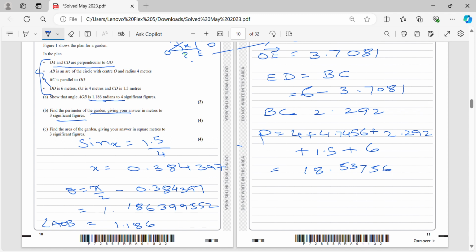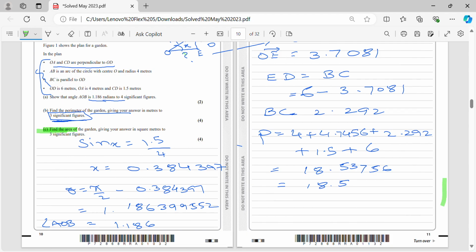18.53756. I need to give my answer in 3 significant figures. The question says give your answer in 3 significant figures, and that is 18.5. Okay, this was the B part. Now let's move on to the C part, which is to find the area of the garden, giving your answer in square meters to 3 significant figures.